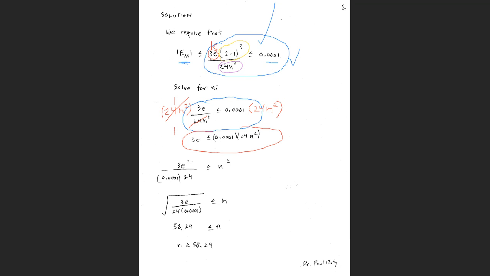Has it been a while since you've solved an inequality before? You learned about them when you were younger, and here's an example of one. So I have to solve this for n. So n squared would be greater than or equal to 3e divided by the 1/10,000th times 24, and I'm going to take the square root of both sides so that I can get an n. And so it turns out n is greater than or equal to 58.29.